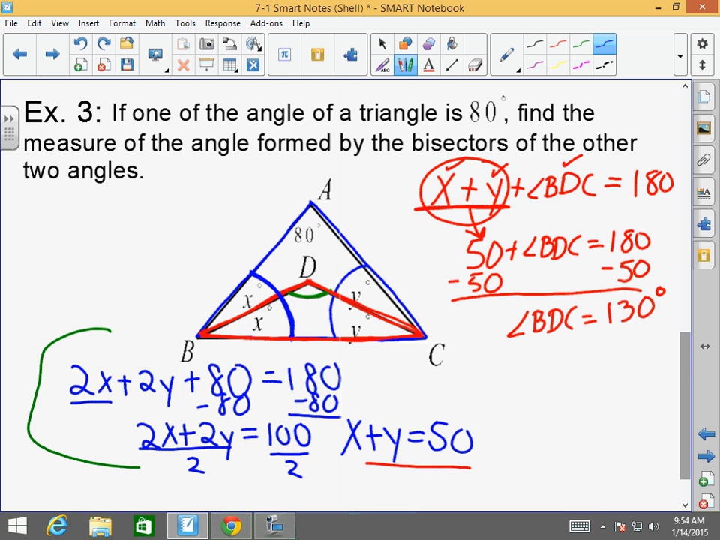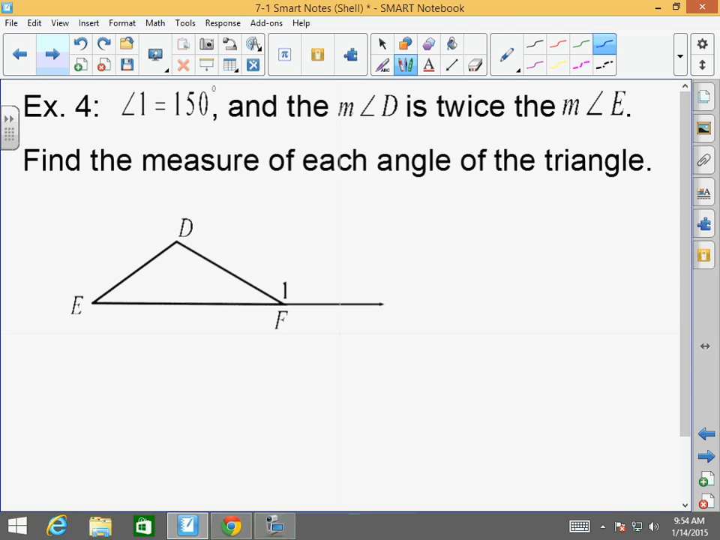May I continue for the last one? Thank you, gentlemen. Last but not least, brothers, angle 1 equals 150 degrees. The measure of angle D is twice the measure of angle E. So what do we know nothing about here? We know something about angle D. What is angle E then when we know nothing about x? What do we know about angle D, my brother?